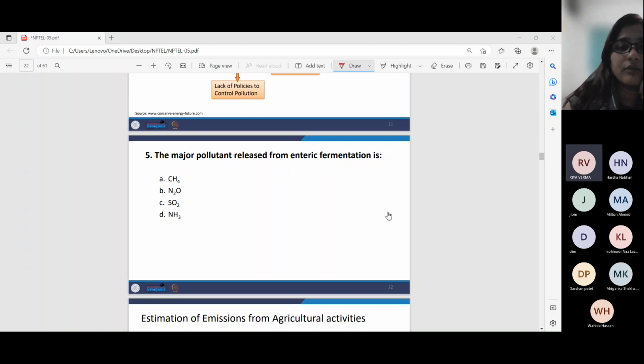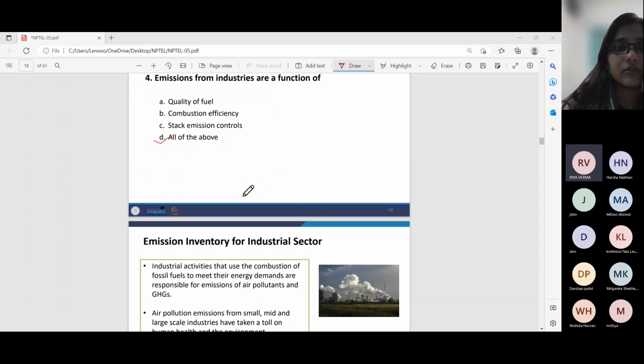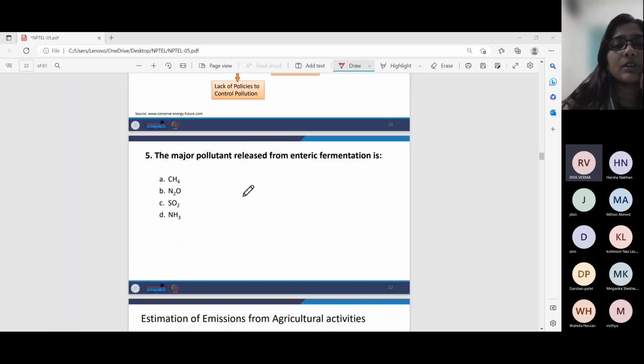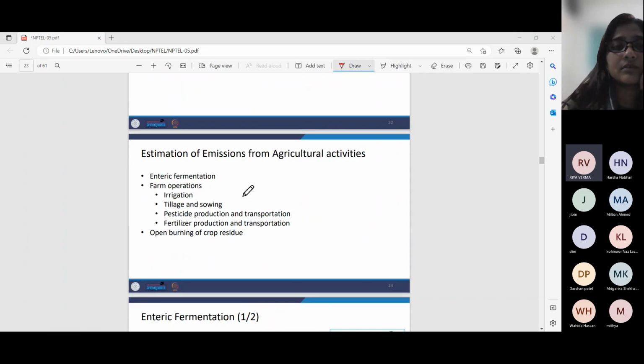Let's see. First of all, let's discuss the emissions from the industrial activities. I guess I have answered the above question. Yep, correct. Okay, so let's see the emissions from the agricultural activities.